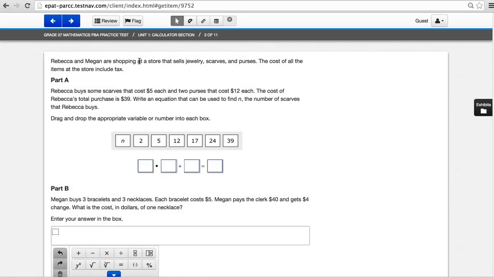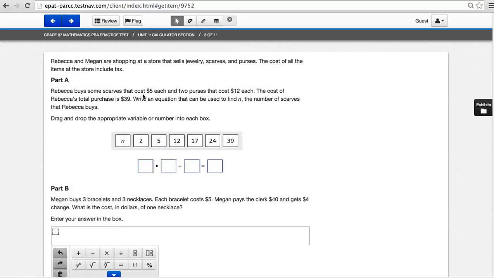Rebecca and Megan are shopping at a store that sells jewelry, scarves, and purses. The cost of all items at the store include tax. Rebecca buys some scarves that cost $5 each and 2 purses that cost $12 each. The cost of Rebecca's total purchase is $39. Write an equation that can be used to find n, the number of scarves that Rebecca buys. Drag and drop the appropriate variable or number into each box.